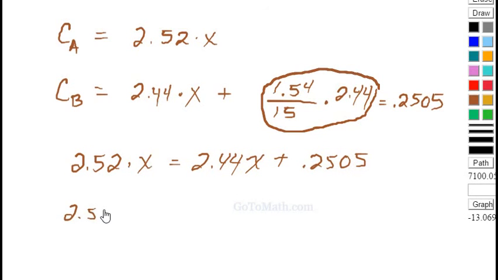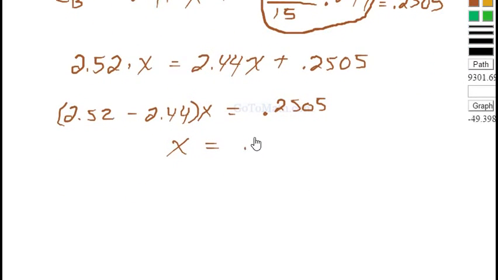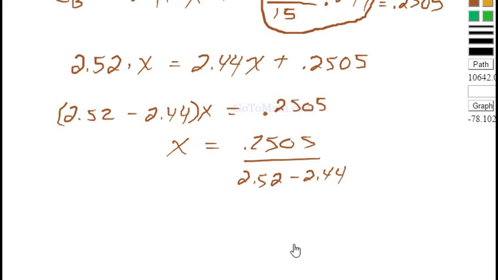So we got 2.52. I'm going to skip a step here now, so you hang on in there. So that's just bringing this over to the left-hand side, right? And then we went ahead and factored an x out. All right, at 0.25. And then we end up with x is equal to 0.25 divided by whatever this difference is. We'll just leave it like that. How's that? 2.52 minus 2.44. Okay.